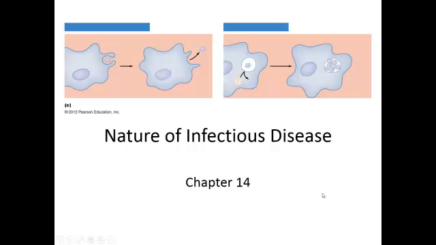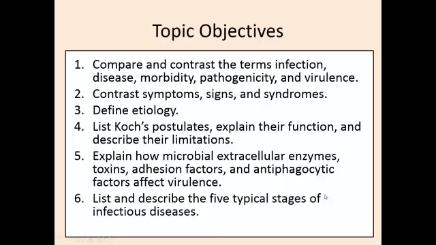The nature of infectious disease, Chapter 14. The learning objectives for this topic are: compare and contrast the terms infection, disease, morbidity, pathogenicity, and virulence. Contrast symptoms, signs, and syndromes. Define etiology. List Koch's postulates, explain their function, and describe their limitations.